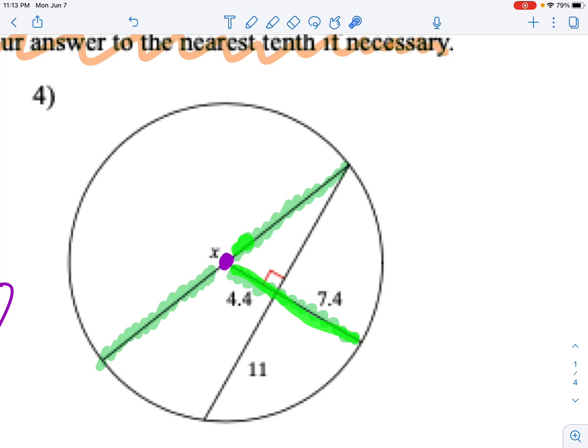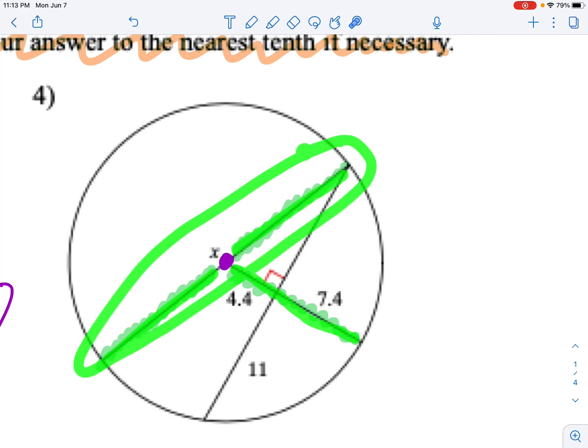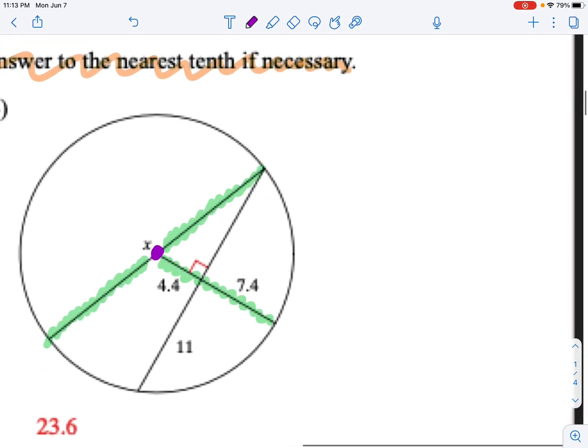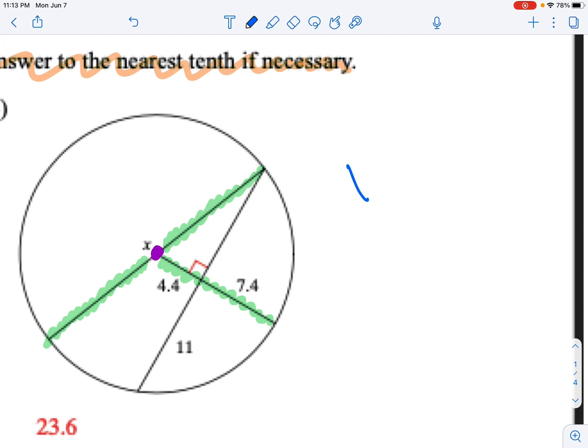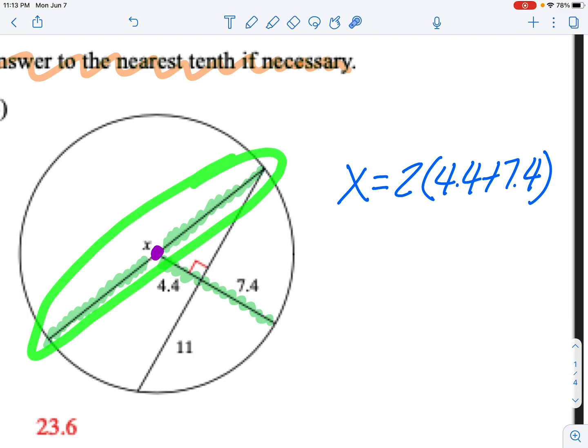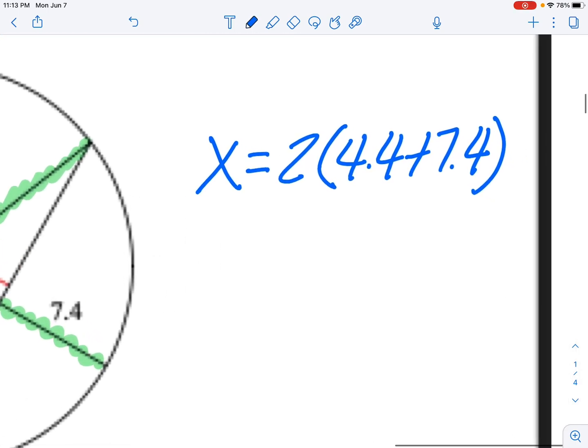So what I'm going to do is multiply this by 2, because look, 1, 2, to get the whole thing. So here I'm going to get x is equal to 2 times 4.4 plus 7.4. 2 greens, right? Because 2 greens make up 1 diameter.